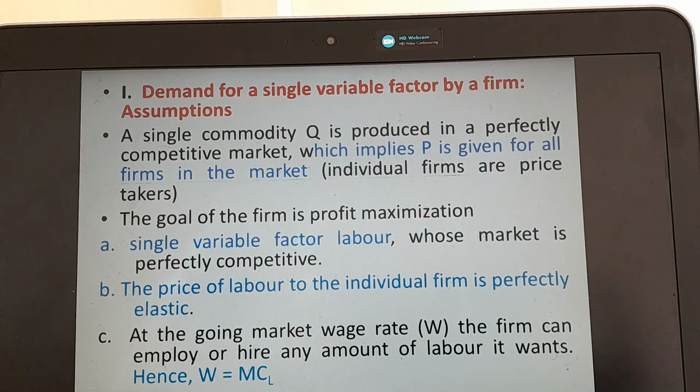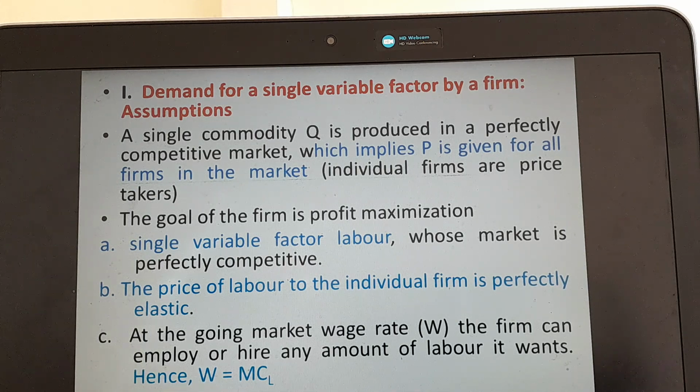Isa kana economic decision making keessatti ilaalleerra. Economic decision making firm, the other consumer, and the government. Isaan kun economic decision makers jedhamaniitu waamamu. So the objective or the goal of the firm is to maximize their profit. Kan faana wal qabate single variable factor labor perfectly competitive.